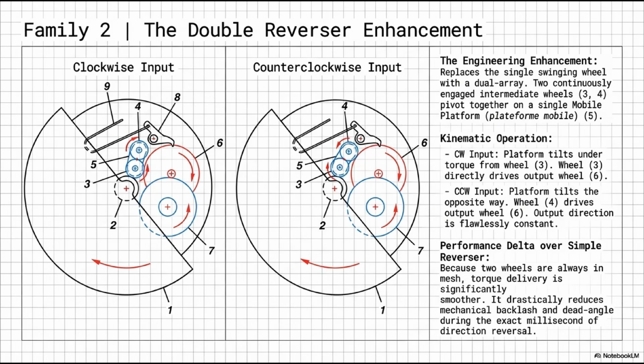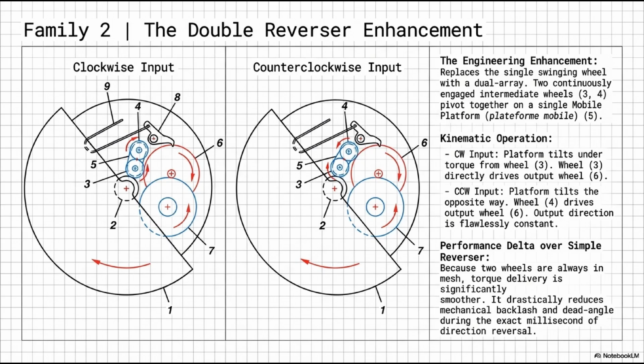The simple bascule was good, but it had a flaw. During the split second the plate was swinging from left to right, the rotor was freewheeling, losing energy. Engineers solved this with the double reverser enhancement. Look at the schematic. The engineering enhancement is brilliant. It replaces the single swinging wheel with a dual array. Two continuously meshed intermediate wheels, 3 and 4, now pivot together on a single mobile platform, or Playform Mobile, 5.